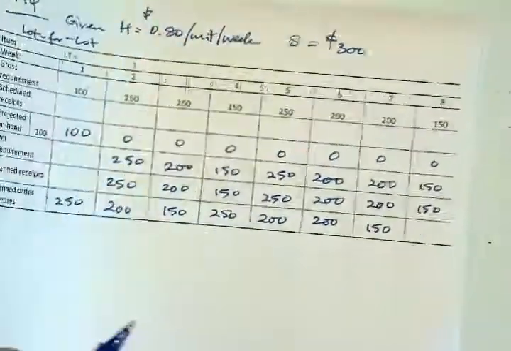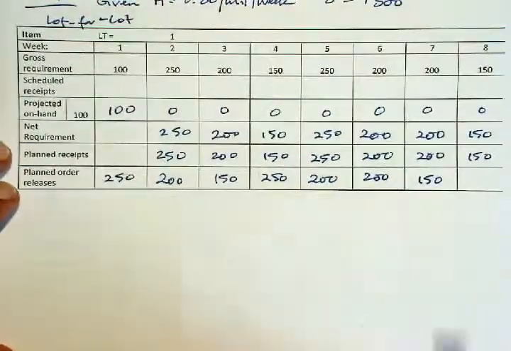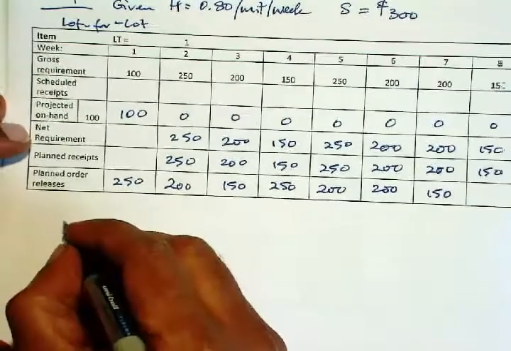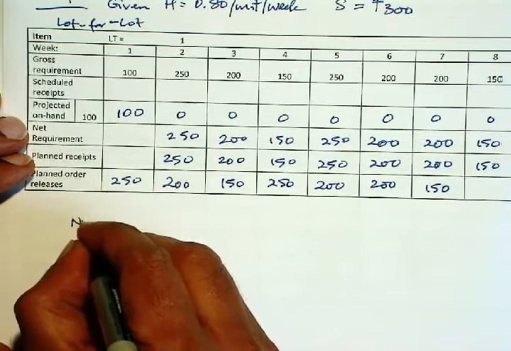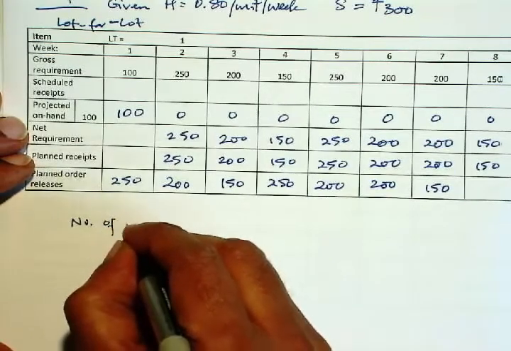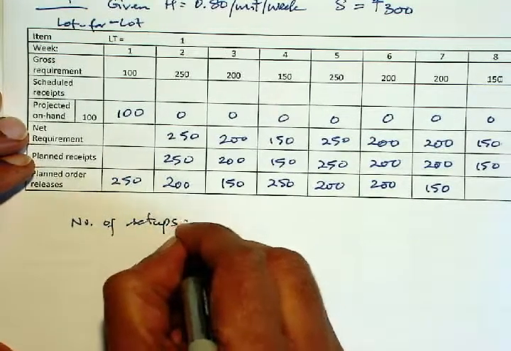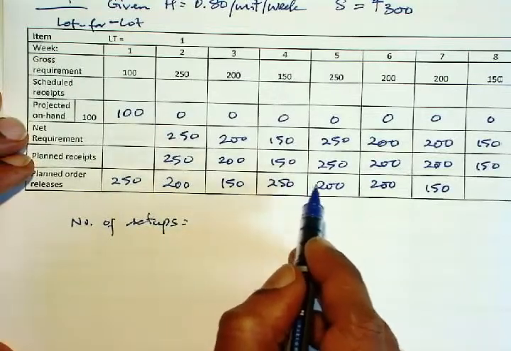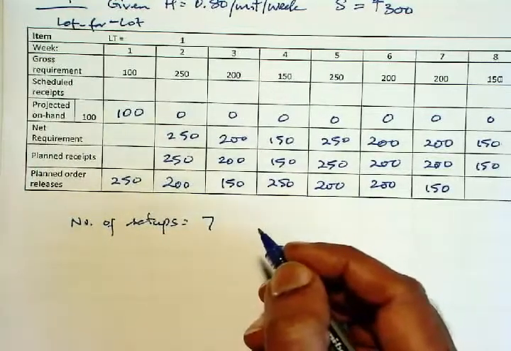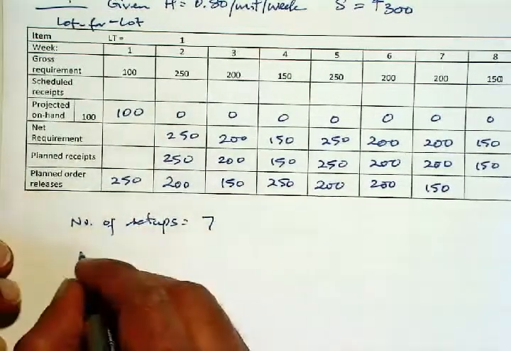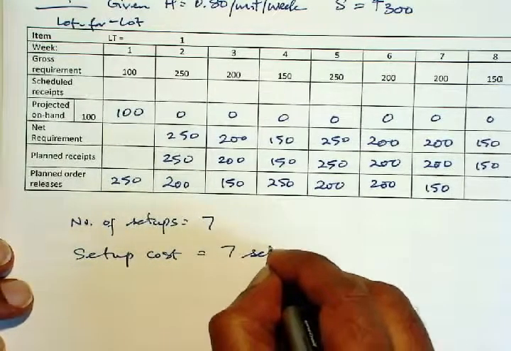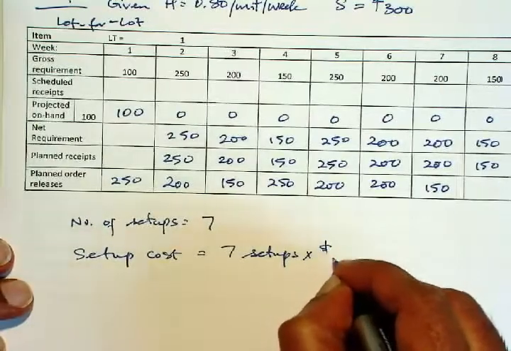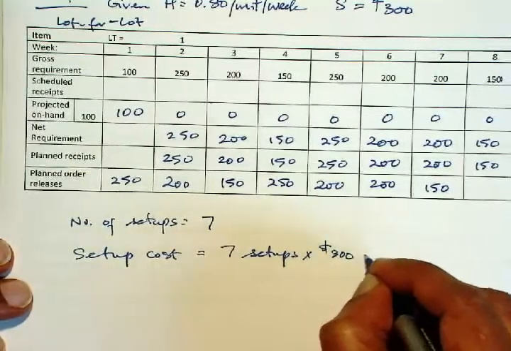So there are two costs, setup cost and holding cost. So see, number of setups is 1, 2, 3, 4, 5, 6, 7. So setup cost is 7 setups times $300 per setup. So that will be 2100.